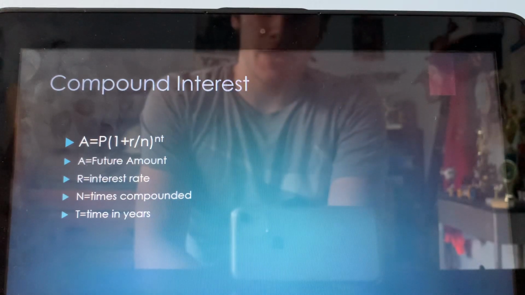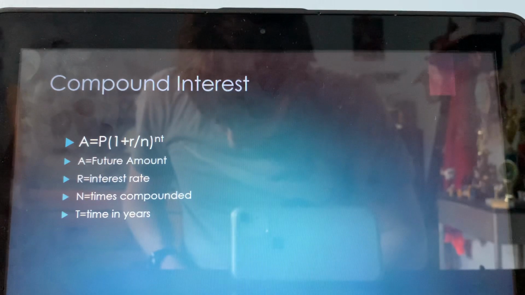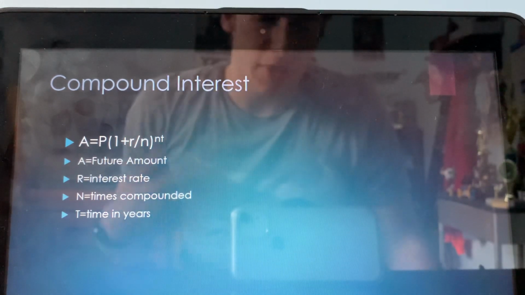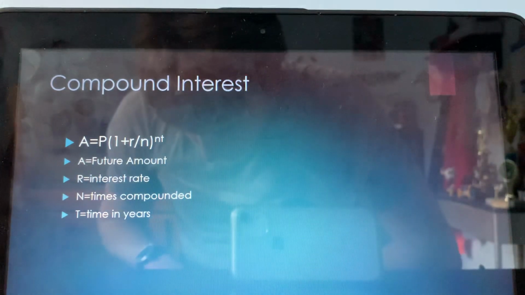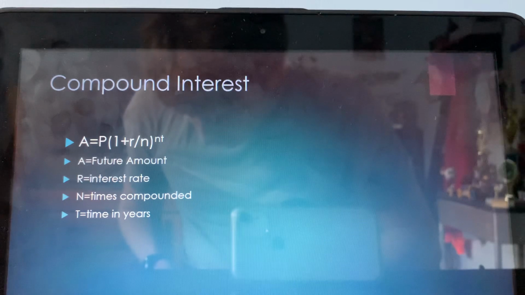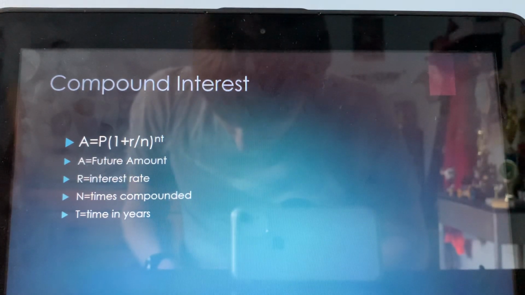Compound interest. Now, the idea behind compound interest is that they calculate your interest multiple times. So if, let's say, your interest is 2%, they multiply by 2% and then multiply by 2% again. That's not going to be linear. That's going to be exponential, because you're multiplying by 2%, and then you're multiplying that new value you got, again, by 2%.